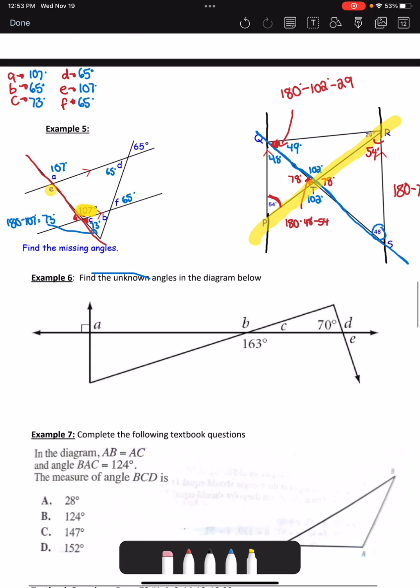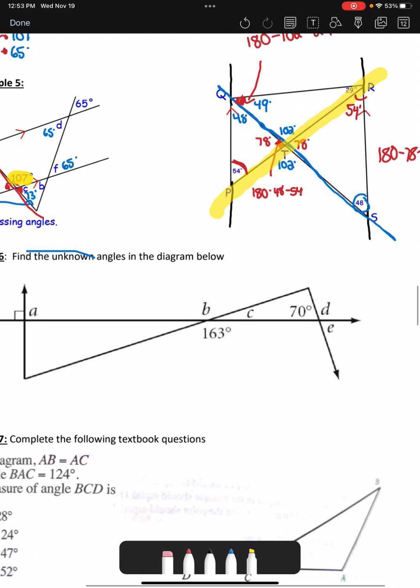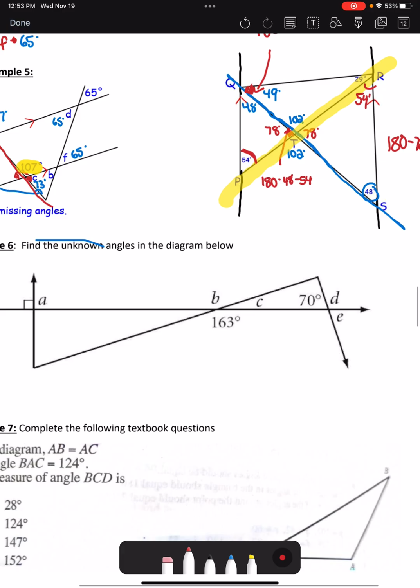All right, example 6 says find the unknown angles in the diagram. All right, what do we have here? So I can see this 70 degrees is an opposite angle to angle E. So I know angle E then would have to be 70 degrees. Okay, and I'm just gonna make myself a little list again, and then I can fill the list in. So angle E we said was 70 degrees. Angle D is supplementary, so it's 180 minus 70 gives me 110 degrees.